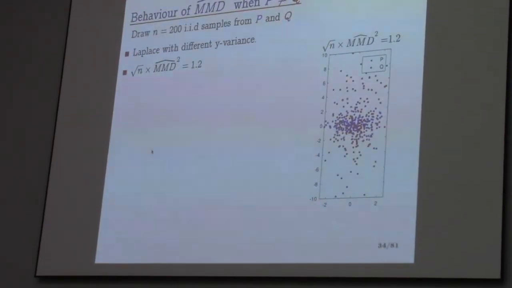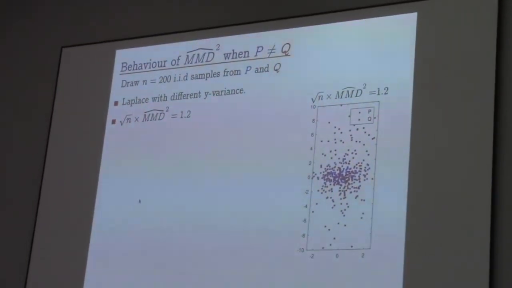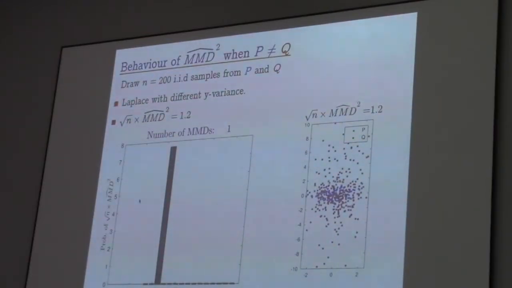So let's look at how this statistic behaves in the event that P and Q are different, first of all. Here I have a sample from P and Q; evidently from this sample, they're not the same. The red has a bit higher variance than the blue. This is a scatter plot. And my statistic, multiplied by root n in this plot, is 1.2. It's a number; that's how far apart they are. Here on the x-axis, I'm going to put the value of my statistic.